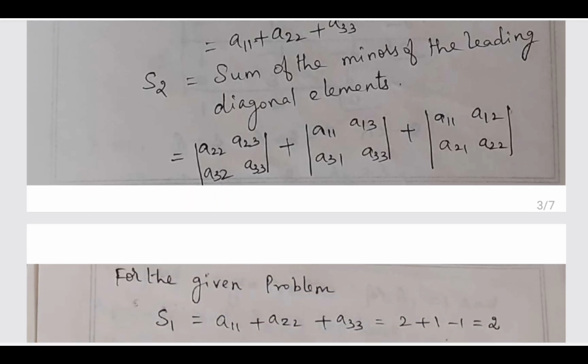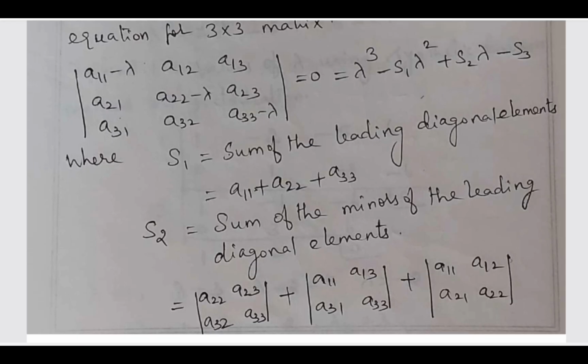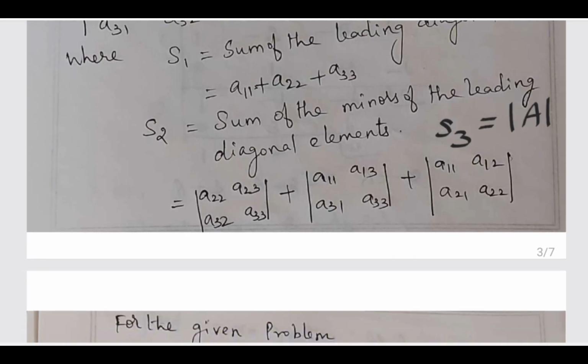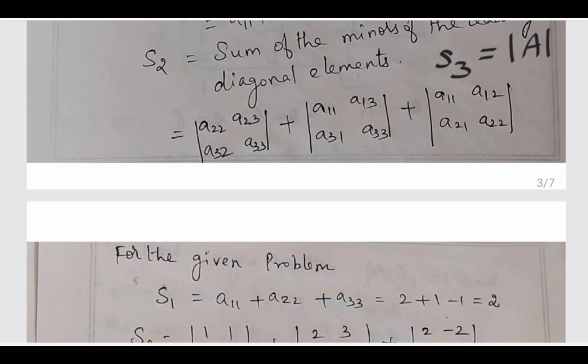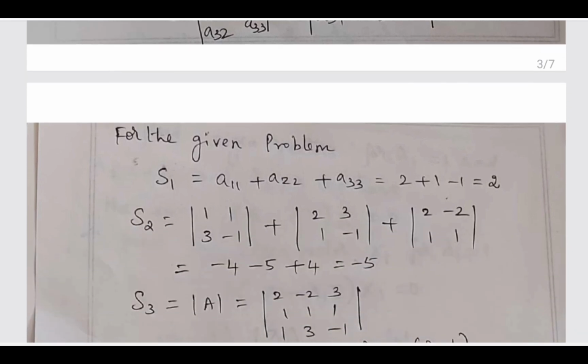And your S3 is automatically equal to the determinant value, as in the previous one we have seen in the 2 by 2 matrix. So here your S3 is nothing but the determinant value of A. Okay. So now I am going to apply it in the problem because the problem is already given. So we start with the problem, to find out our S1.